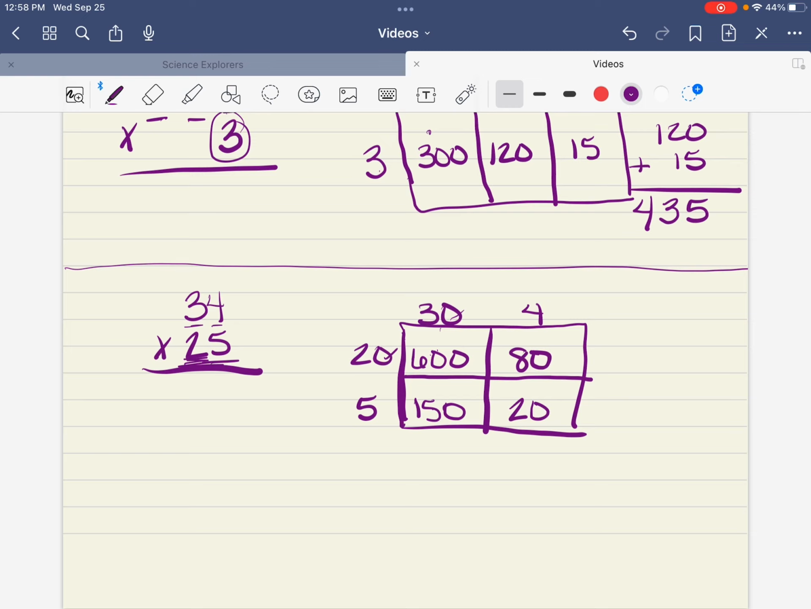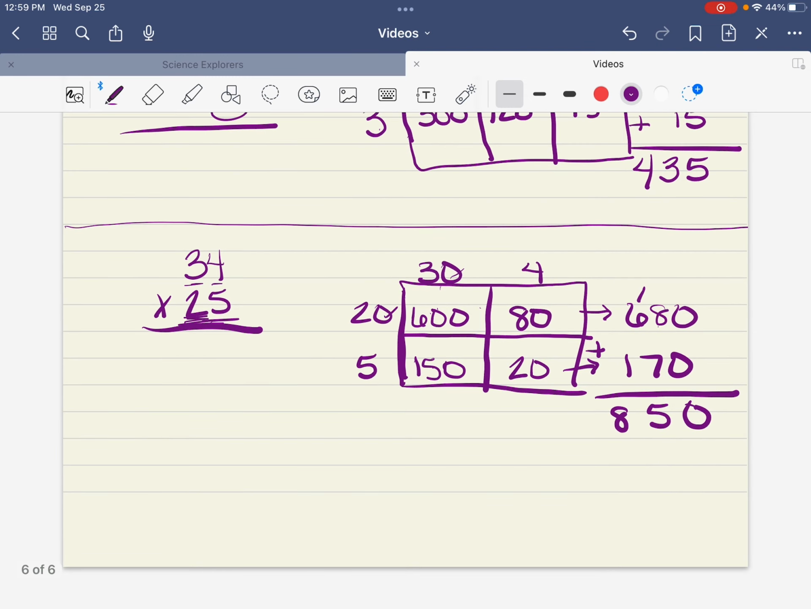To get the total, we're just going to add all of those up. So 600 plus 80 would be 680. 150 and 20 is 170. And then we just add those together. And you could add those up just like I did up there. You could do 600 plus 80 plus 150 plus 20. Whatever makes you happy, it's no big deal. 8 plus 7 is 15. Carry my 1. 6 plus 1 is 7, plus 1 is 8. So 850. Again, we could do that any way we want.